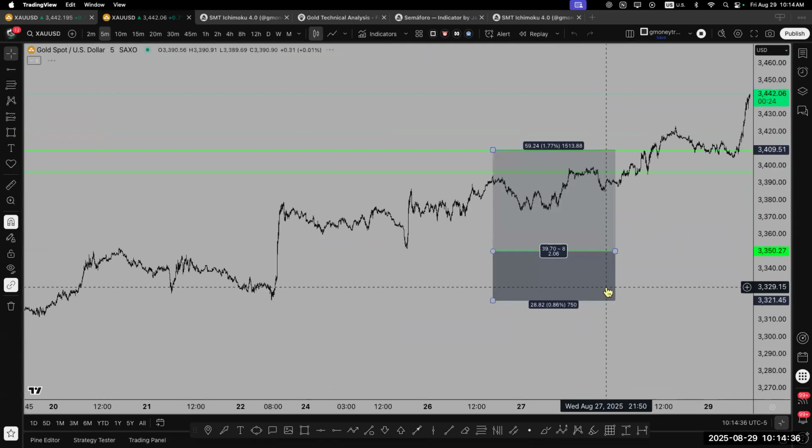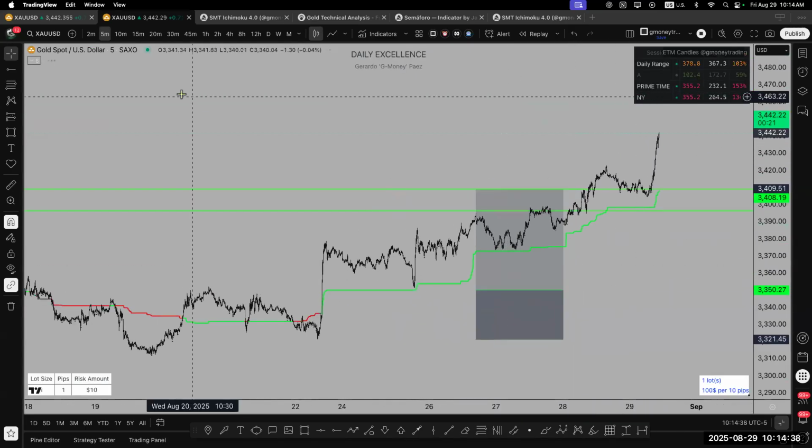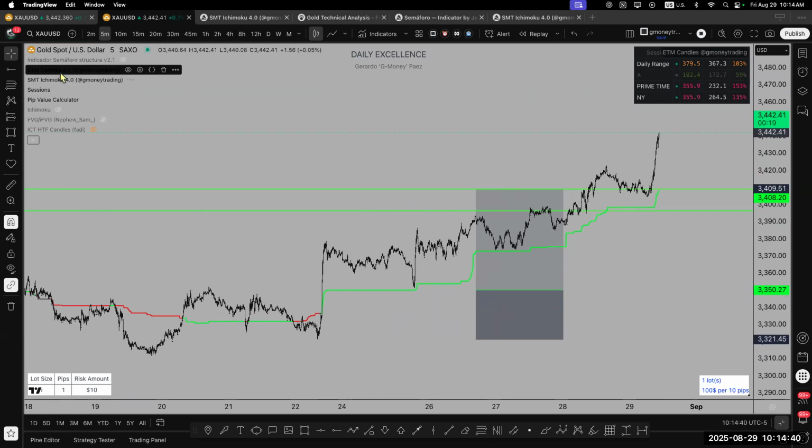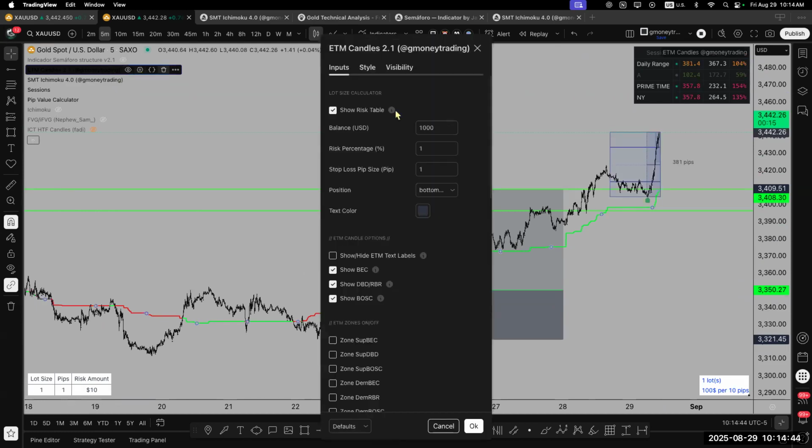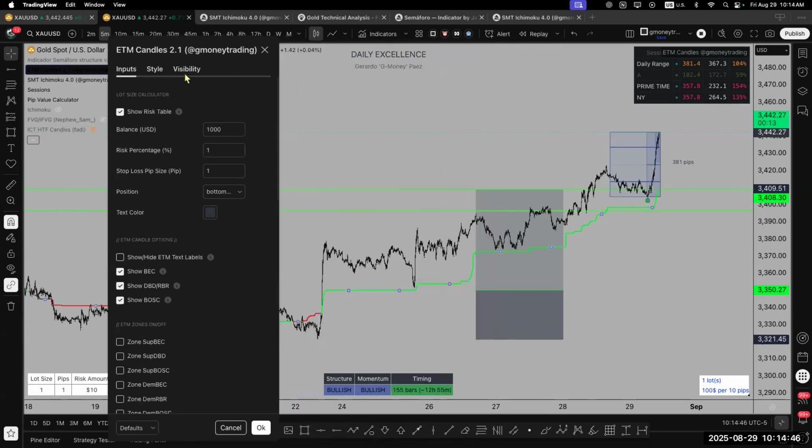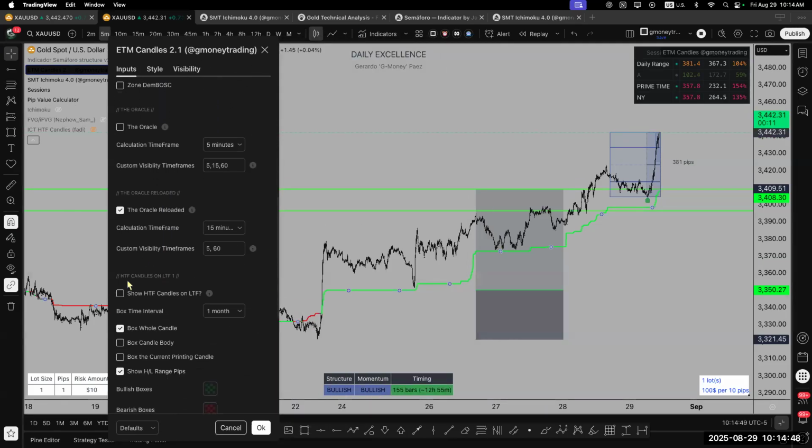Correct. I don't see that on mine. It needs an update. Go to the ETM candles indicator. Put your settings on, and then show your Oracle reloaded to 15-minute.